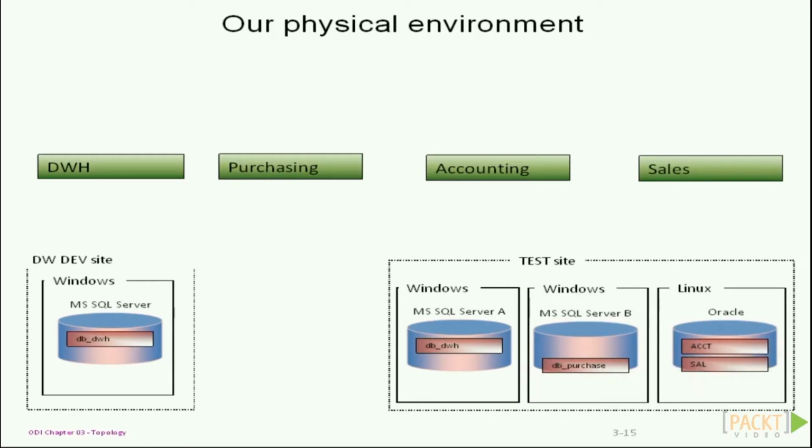Only for the data warehouse we have data on the development side. For all others, we only have data on our test site. You see here the physical landscape. How do you think does a logical landscape look, and what will be the context?